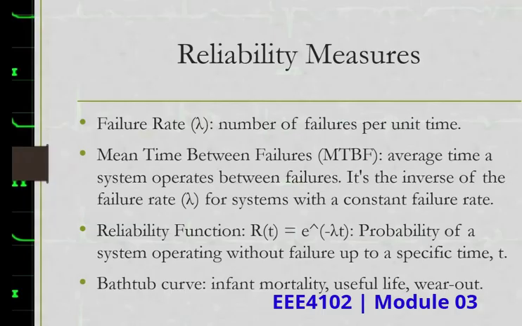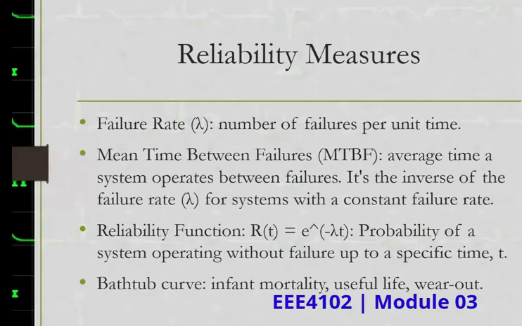So for instance, in electrical components, the failure rate is often assumed to be a constant during the component's useful stage, that is, when the component is fully functioning. Then the second reliability measure is the mean time between failures. We are going to be looking at it so often in this lecture. It refers to the average time a system operates between failures.